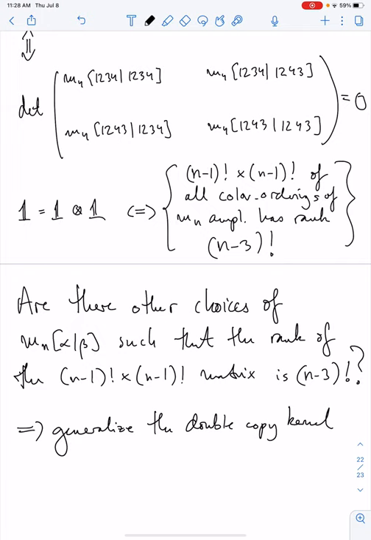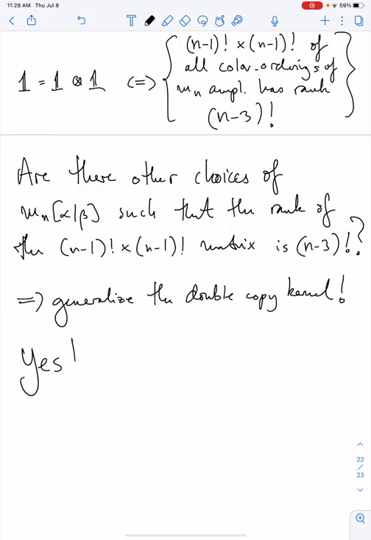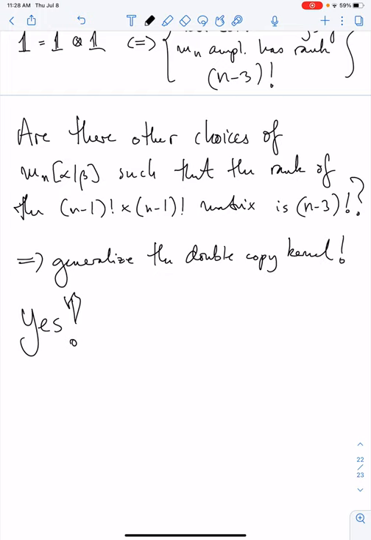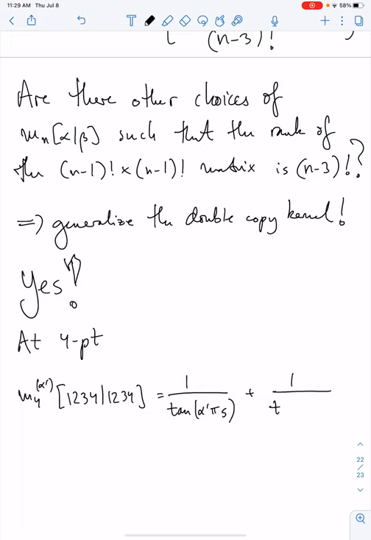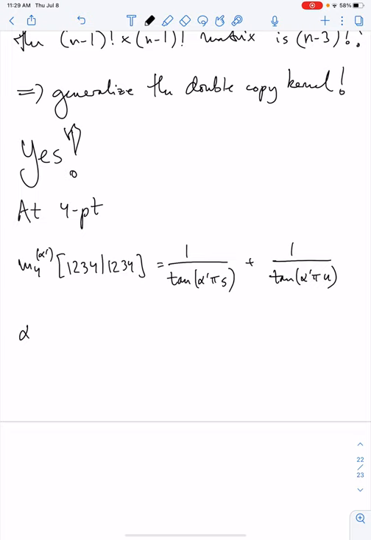And the answer is that there is a more general choice that gives this. Let me state what it is. At 4 point, if I take the following funny object, which I'll suggestively give an alpha prime notation, it has the same type of structure as what we just saw, but it has tangents replacing the symbol 1 over s and 1 over u.